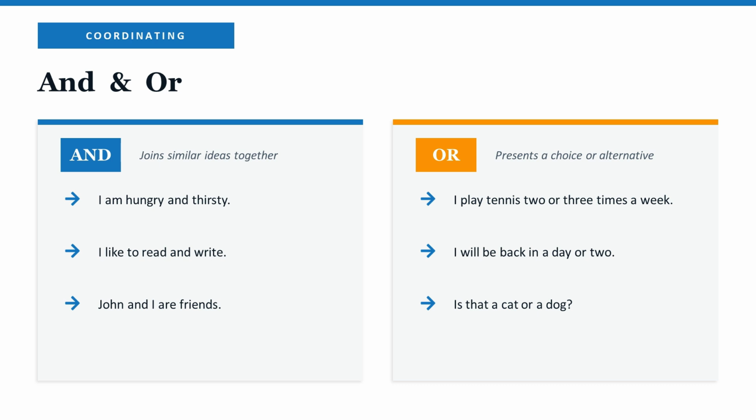Now the conjunction or is used to present a choice or an alternative. For example, I play tennis 2 or 3 times a week. Here or offers a choice between numbers. Another example, I will be back in a day or two. And, is that a cat or a dog? In this sentence, or presents two possible options.